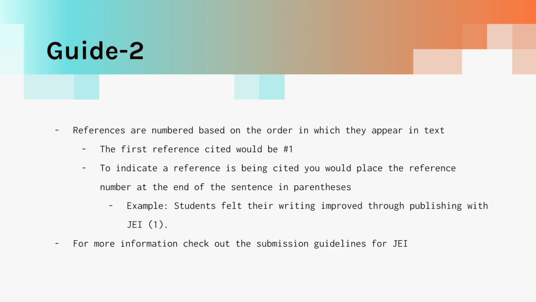Other than your reference list, let's talk about in-text citations. But before that, here are some general guidelines. First, in your reference list, each reference should be numbered based on the order in which it is cited in the text. So the first reference you cite will be number 1, and the fourth reference will be number 4, and so on. To indicate a reference is being cited, you would add the source number in a parenthesis at the end of your sentence. For more information, check out the submission guidelines on the JEI website.